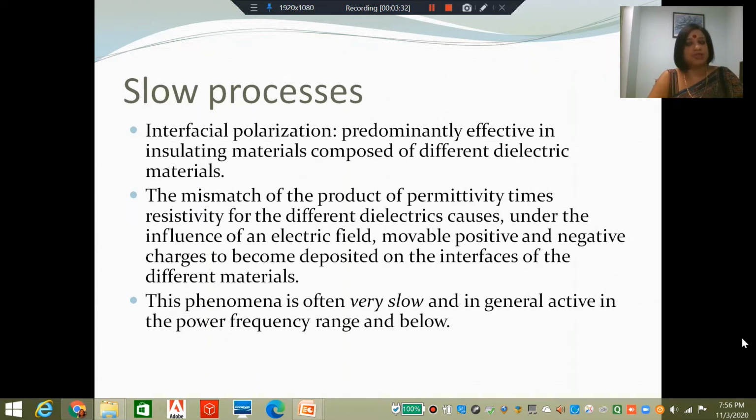So now, having talked about these common processes which we have already discussed earlier, let us talk about some processes which are definitely slow compared to all these processes that we have discussed, including the dipolar process. And the first of this is the interfacial polarization. The interfacial polarization is predominantly effective in insulating materials which are composite in nature. So where you have either two different materials, two layers of materials, or fillers within another material, or even within the same material you might have two phases which behave differently, and there are interfaces. So interfaces between materials or interfaces between phases, no matter what.